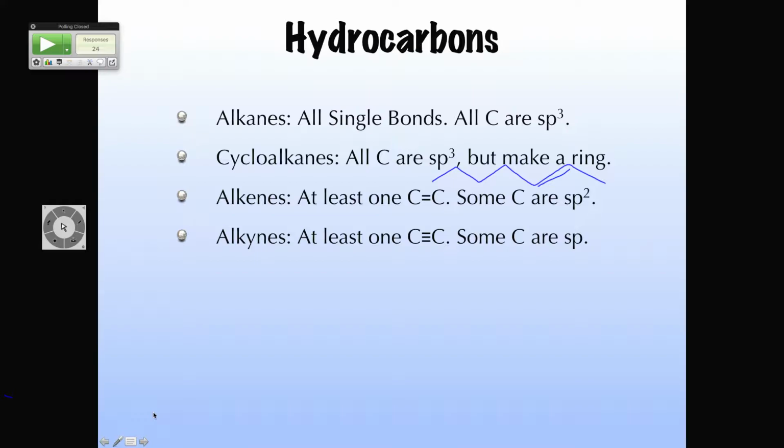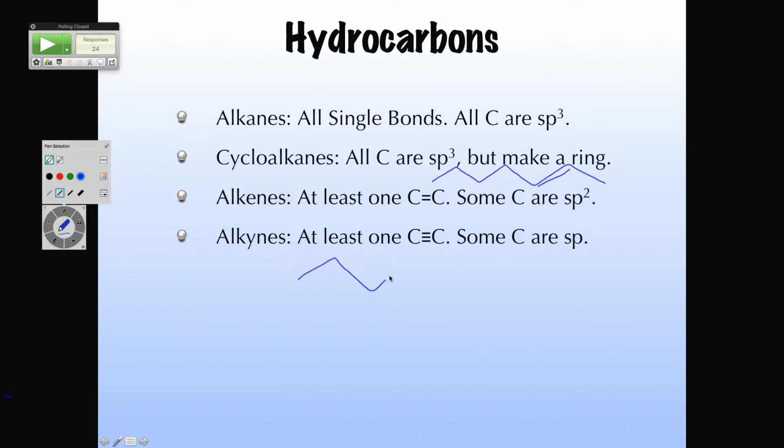Okay, alkynes. It takes all kinds to make the world. Some carbons are triple bonded. You have a double, you have a triple. This is a triple bond, okay? When a carbon is triple bonded, it is what hybridization? sp, okay?